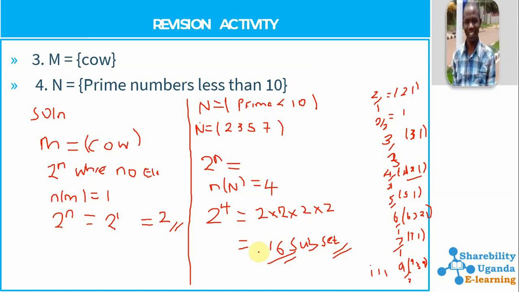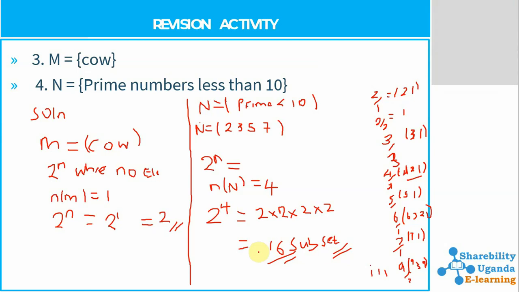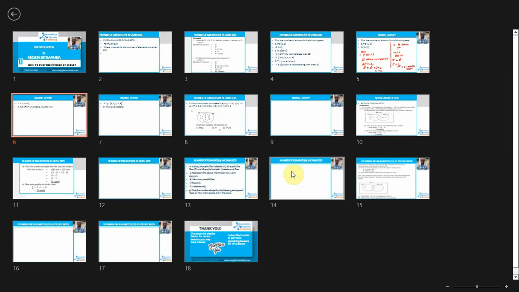All right, hope everyone has been able to get this and understand how we can get the number of subsets. We shall be able to proceed to our next number, which is 5 and 6, and that is going to be in our next video.